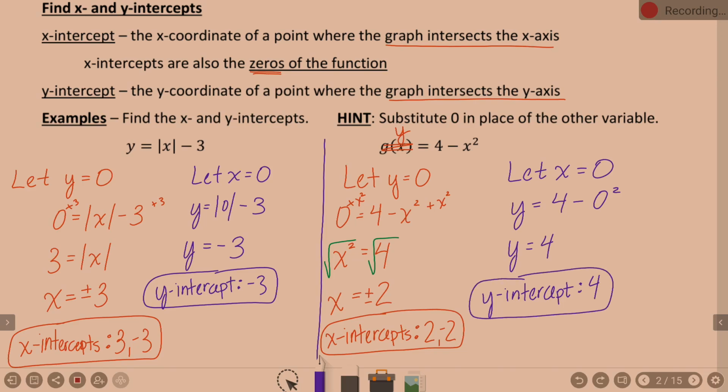Now, this is how we find x and y-intercepts if we're given equations. How do you find x and y-intercepts if you're looking at a graph? You just look for where the graph crosses the x or y axis, right? You might be asked to write these as ordered pairs. The y-intercept is 4. What was the x value? 0. So this would be the ordered pair 0, 4.